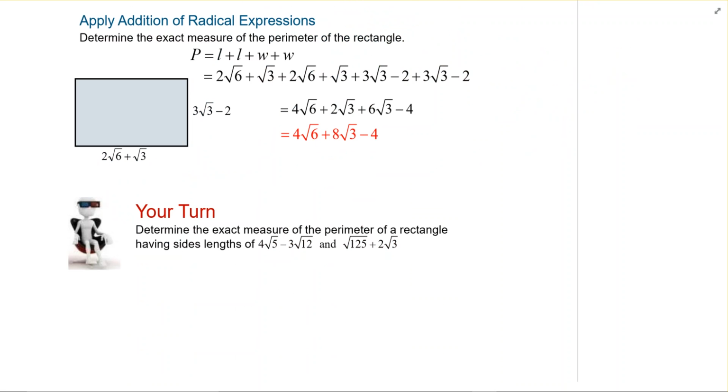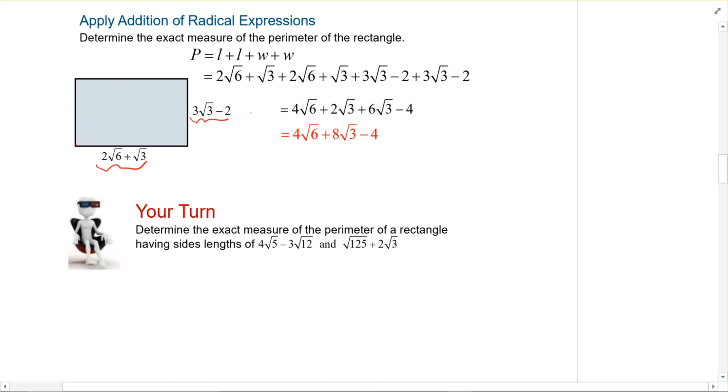Okay, the old perimeter question. So perimeter, remember, means the distance all the way around the outside. So how far it is from there all the way around. So what we're going to be doing is adding that. So on the bottom here, we've got 2 root 6 plus root 3 is the length of that side. 3 root 3 minus 2 is the length of that side.